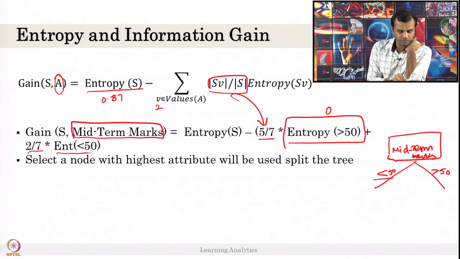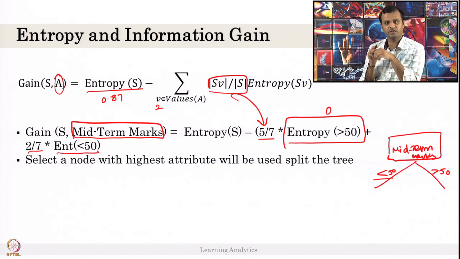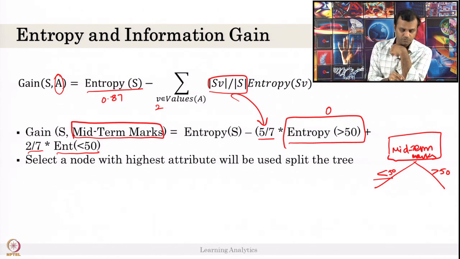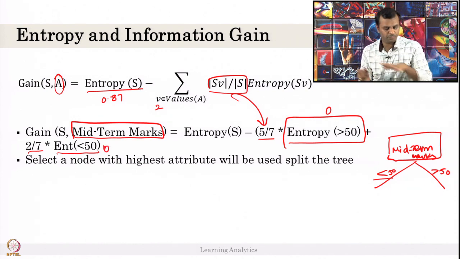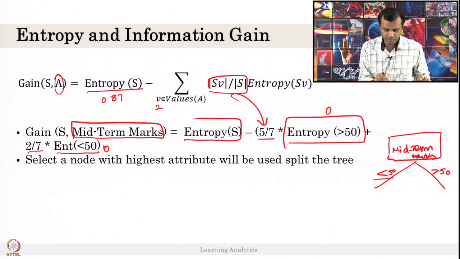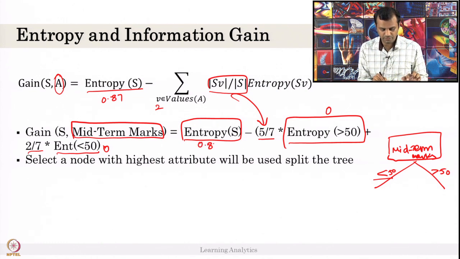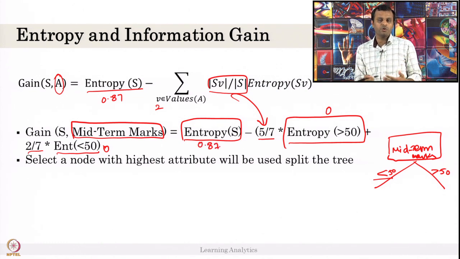Similarly, for less than 50, the probability of passing the exam is 0, which means entropy is also 0. Okay, both are 0. If it is 0, this value will be complete 0. So, the information gain is the current entropy, that is 0.87. So, there is no information loss. So, for maximum gain, you select the node which has the highest gain as the root node. Okay.